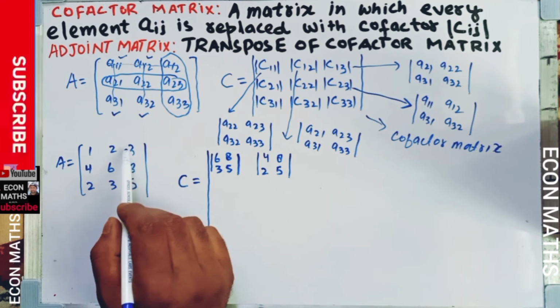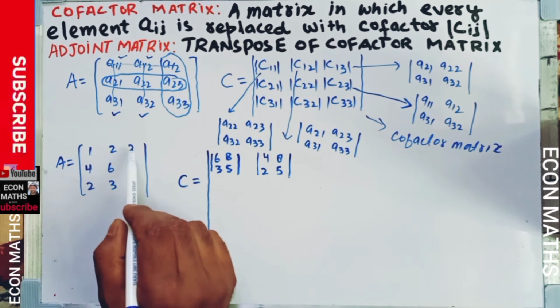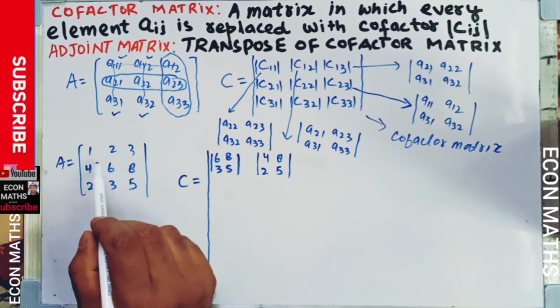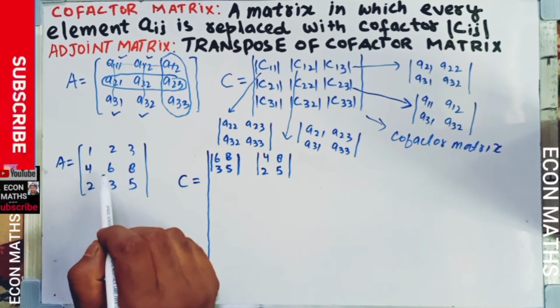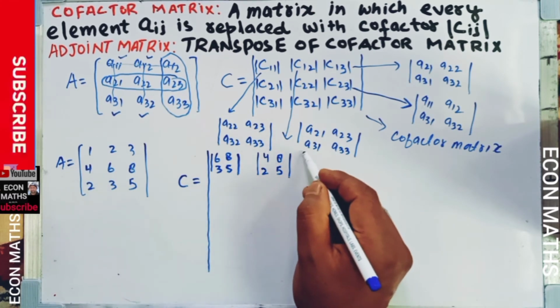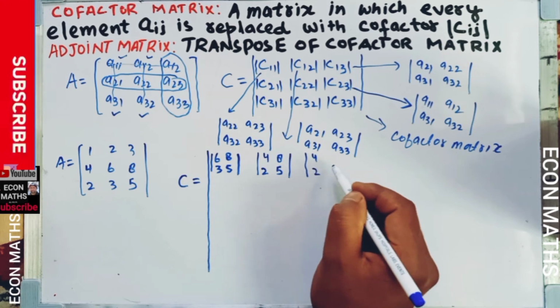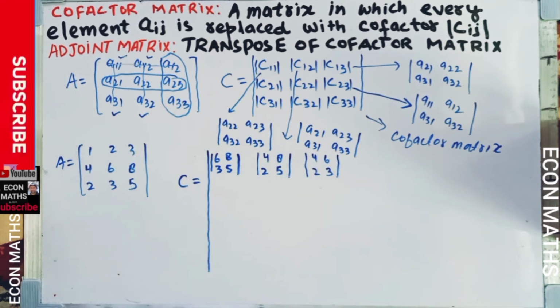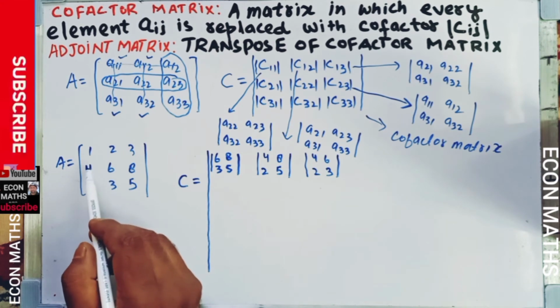That is, I will delete the first row, the row in which it appears, and the column in which it appears, mentally. So I take the determinant of the remaining elements, that is 4, 2, 6, 3. So this will become 4, 2, 6, 3. Having done this with the first row, similarly we take the second row.